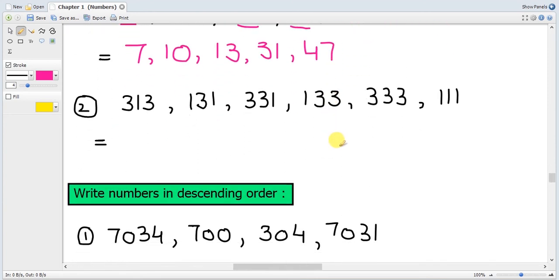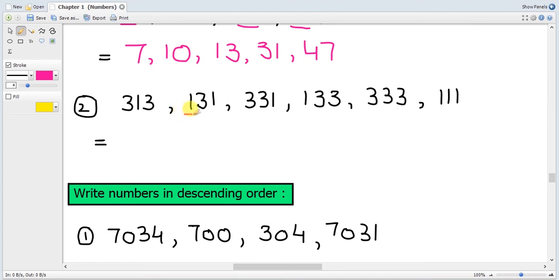The next question is this one: 313, 131, 331, 133, 333, 111. These are very confusing numbers, with 3, 3 and 1, 1, 1, 3 repeating, so we have to be very careful. Which number is the smallest? Start with the extreme left digit. This is 3, this is big, this is 1, this is small. So between 1 and 3, 1 is smaller, right?